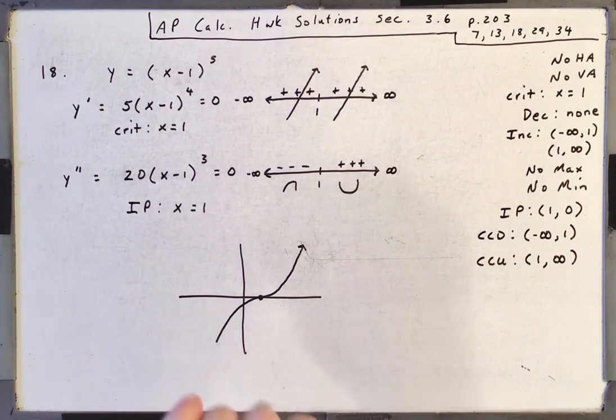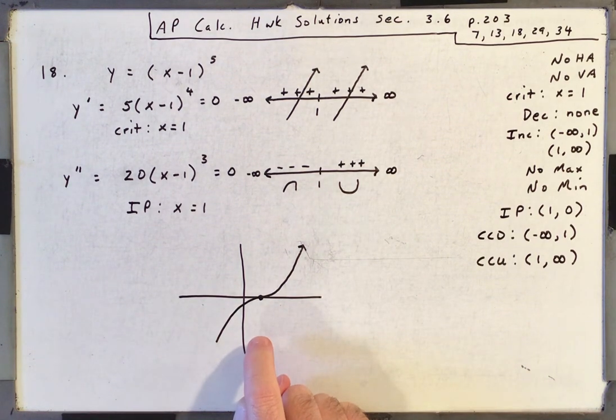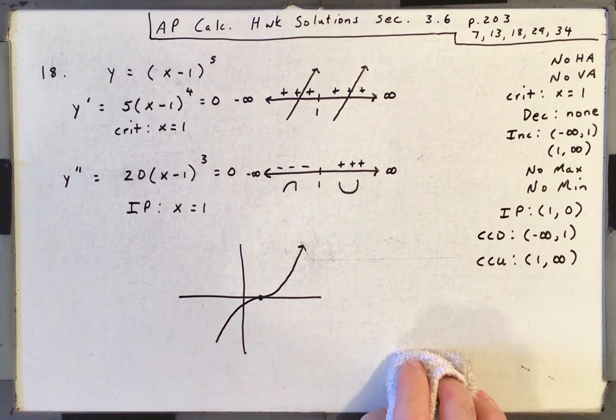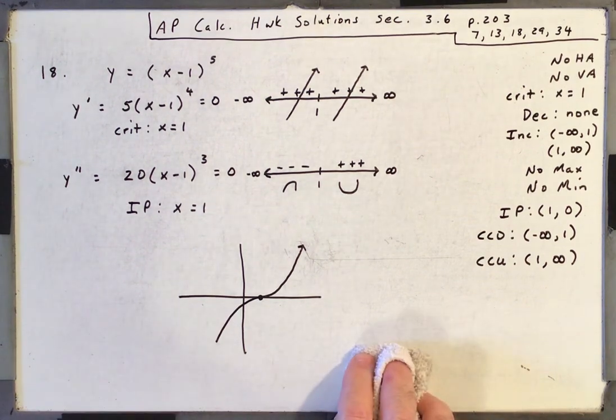All right. No asymptotes, so that one's pretty simple. You could figure out where it crosses the y-axis if you needed to be a little more accurate there. In that case, you would just set x equal to 0, so it would cross at negative 1. So I actually drew that pretty good.